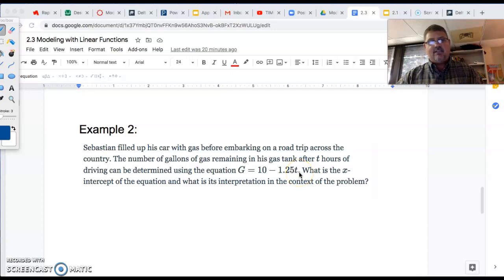What is the x-intercept? In this case, I might want to say it would be a t-intercept, but that's what they mean. And what is its interpretation in the context of the problem? We're going to answer that question, but I want to answer some others on the way. The first thing I want to talk about is what does this function do? Like I said, if you can't answer that question, you don't have good control of your function.